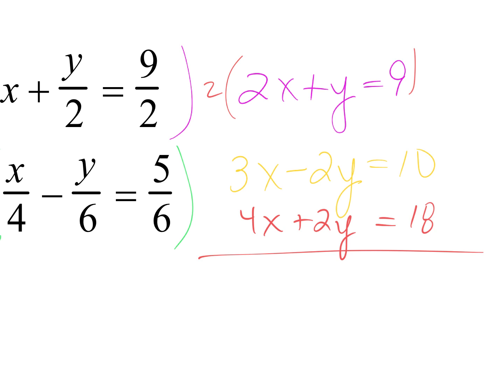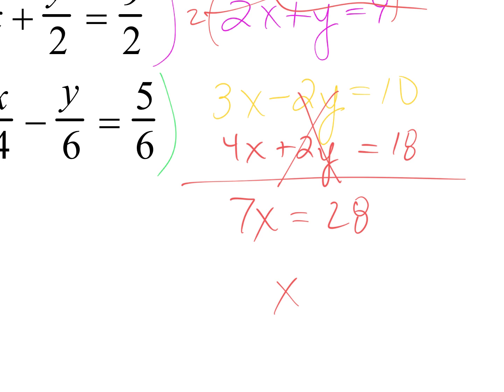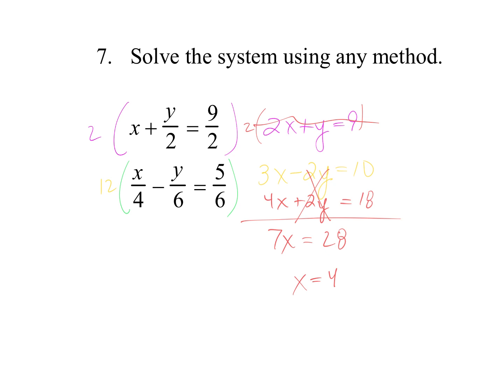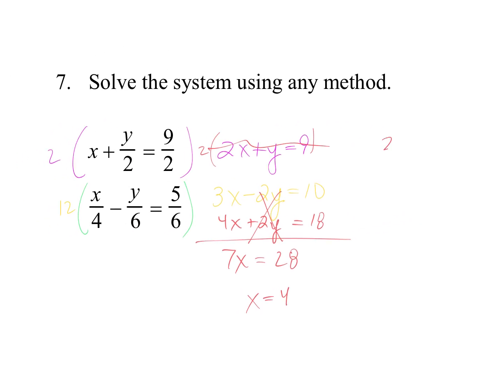What's 3 and 4? 7x. My 2's will cancel, and then equals 28. So what does x equal? X equals 4. Now we can take that and plug it back in and figure out what y equals. Does it matter where I plug it in? No, I can go ahead and plug it into this one here. 2x plus y equals 9. 2 times 4 plus y equals 9. What's 2 times 4? 8 plus y equals 9. So y equals 1.